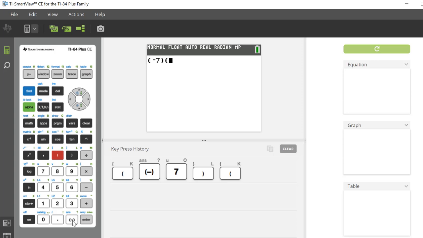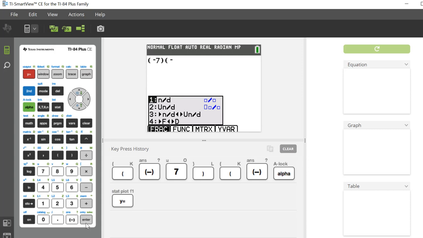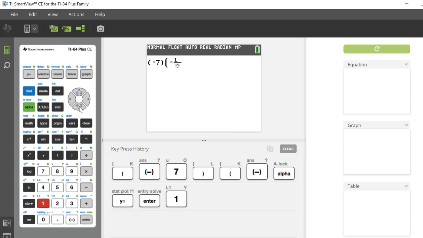Now watch, if I hit alpha and y equals, number 1 says give me a numerator and a denominator. So I'm just going to hit enter. Then I can type in 1, arrow down to 7, parentheses. I just told the calculator to do negative 7 times negative 1/7. Here are the keystrokes down here. If you want to practice that, I'm going to hit enter. And I get the number 1.